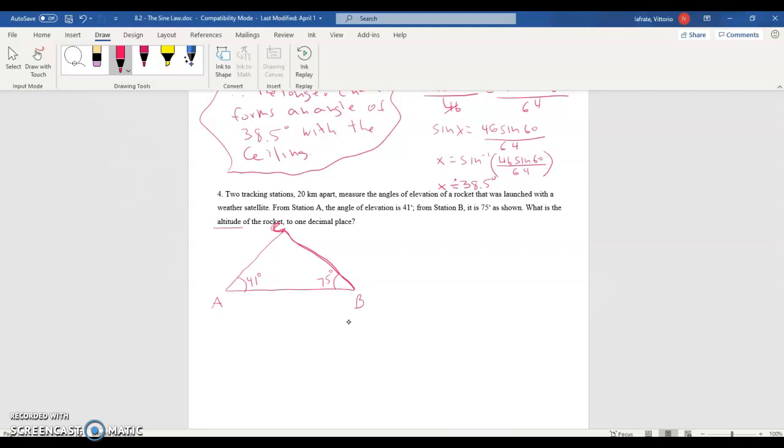What is the altitude of the rocket? So they're basically asking for the height of the rocket. So we're trying to figure out the height of this triangle. When you find the height of the triangle, you know that's a 90-degree angle there. So using this information, we're going to try to figure out what the height of that triangle is. We're not quite done. We do know another measurement. We know that this is 20 kilometers. So using this information and the angles, we're going to try to find x.